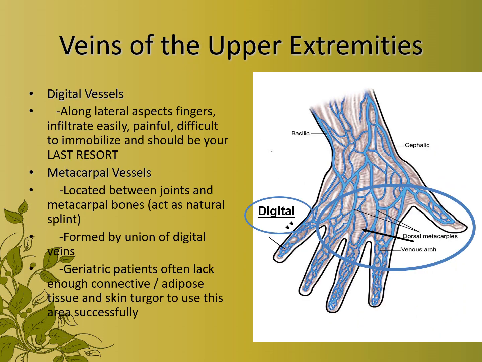Veins of the upper extremities include digital vessels, along the lateral extension of fingers, which infiltrate easily, are painful, difficult to immobilize, and should be your last resort. Metacarpal vessels are located between the joints and metacarpal bones. They are formed by union of digital veins. Elderly patients often lack enough adipose tissue and skin turgor to use this area successfully.